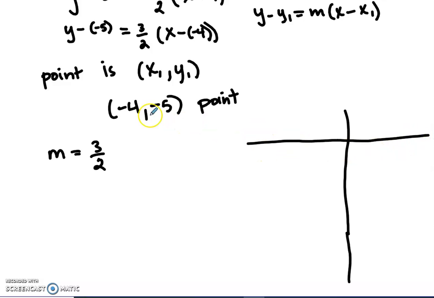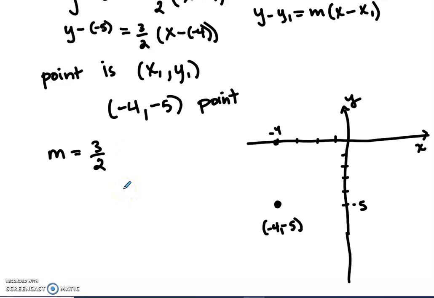All right. So my point, negative 4, negative 5. So negative 4, 1, 2, 3, 4. This is my y, and this is my x. And negative 5, 1, 2, 3, 4, 5. And this is negative 4. So here is my point. This is negative 4, negative 5.